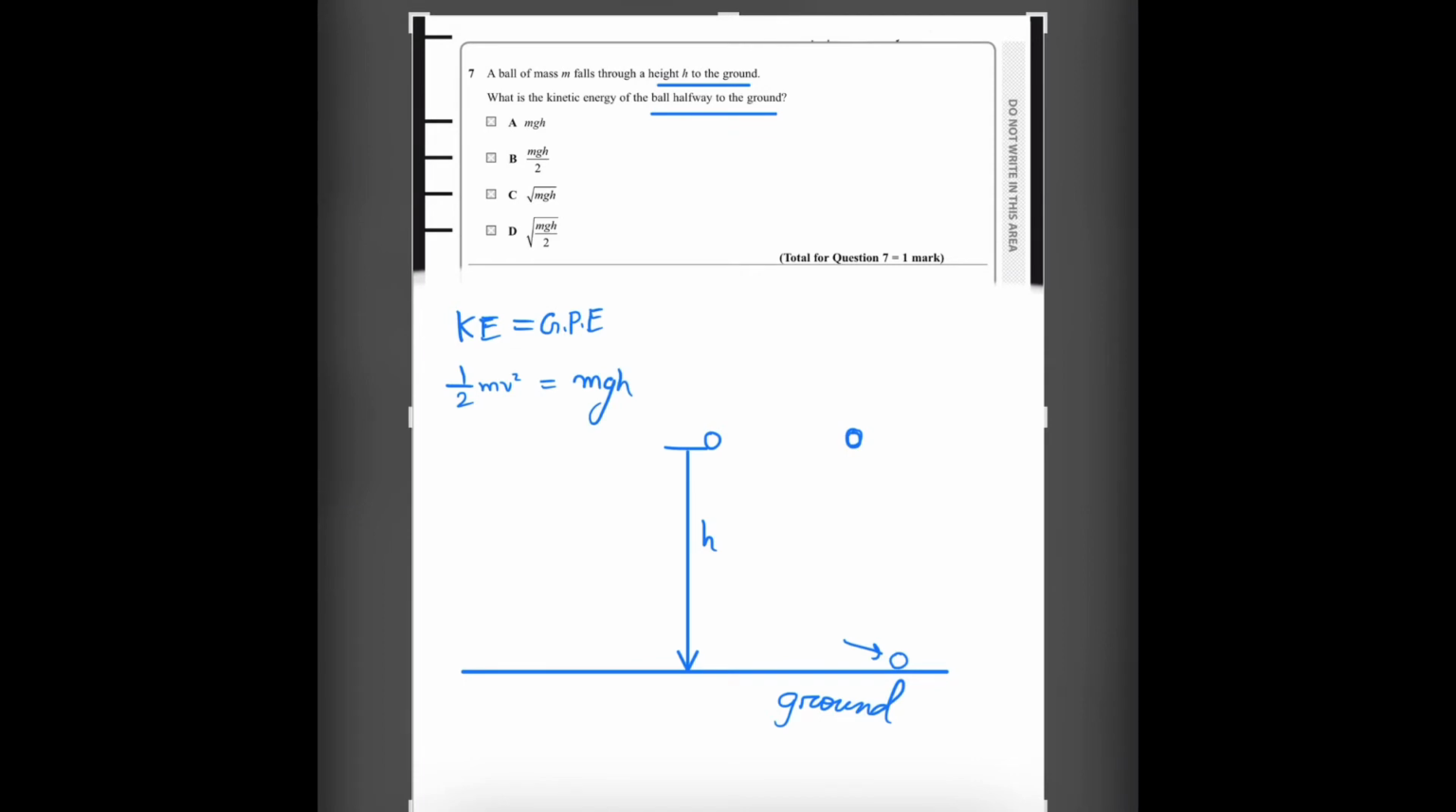But the question is asking, what is the kinetic energy of the ball halfway to the ground? So the height halfway to the ground would be h by 2. So mg times h by 2, which would be mgh by 2. So the kinetic energy halfway to the ground would be mgh by 2. So option B is the correct answer for number 7.